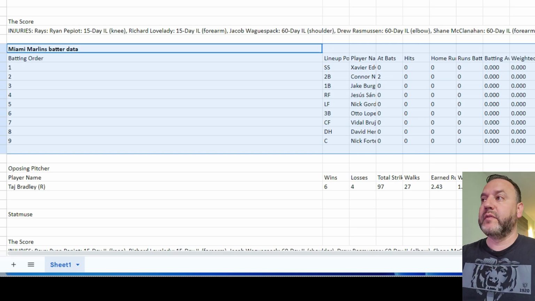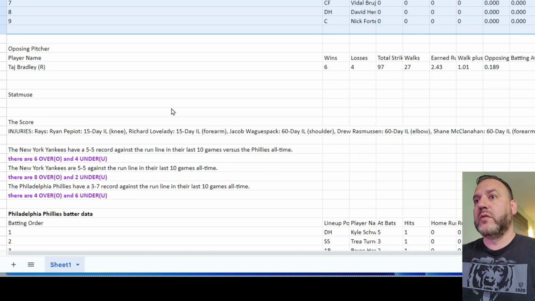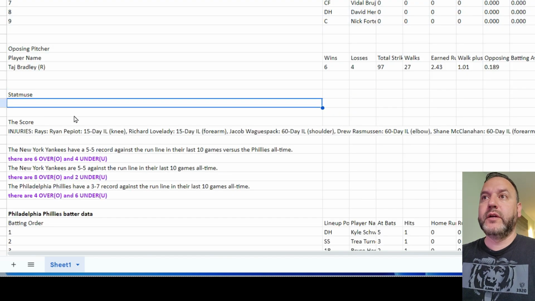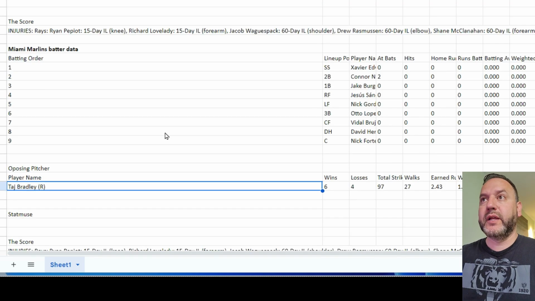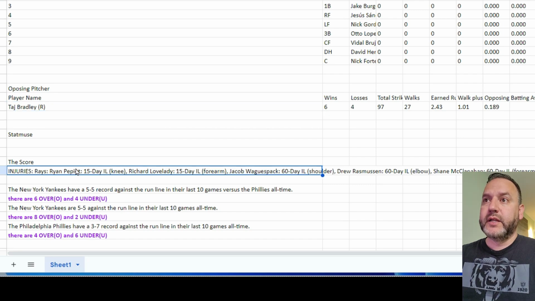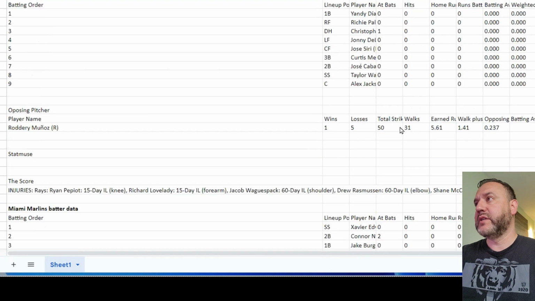This is just quick information, and all of this is just trending information. So I'll keep that in mind. The StatMuse here is again blank because Taj Bradley hasn't played against the Marlins. And then just take a look at the injuries. You do that for every game basically.